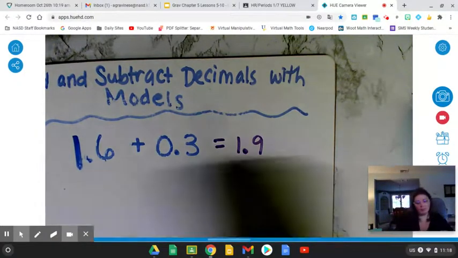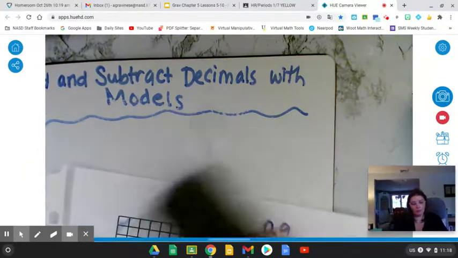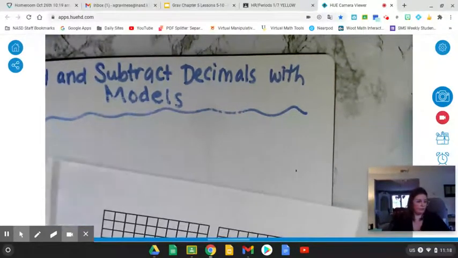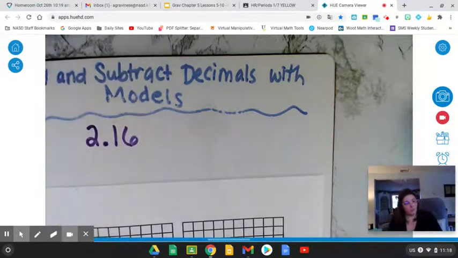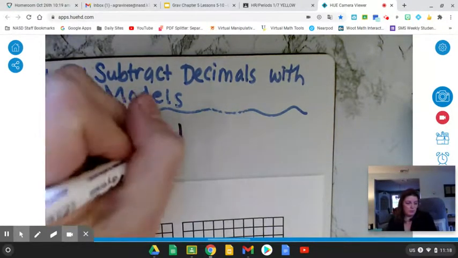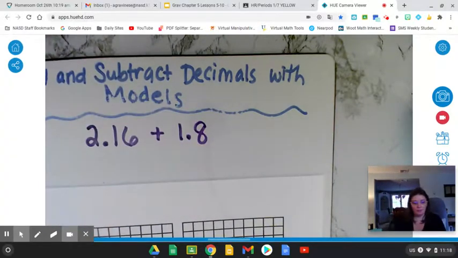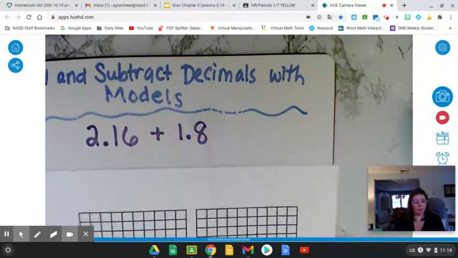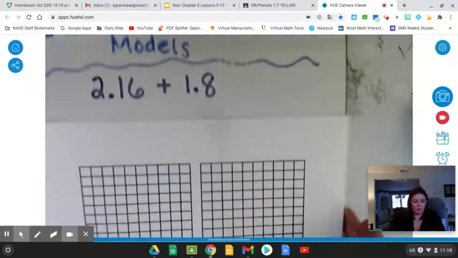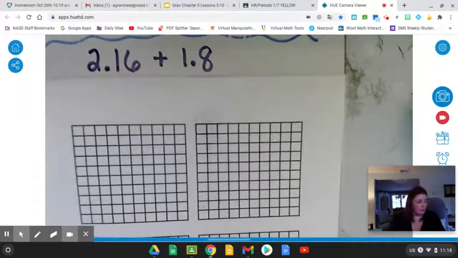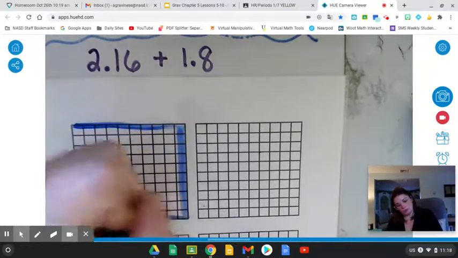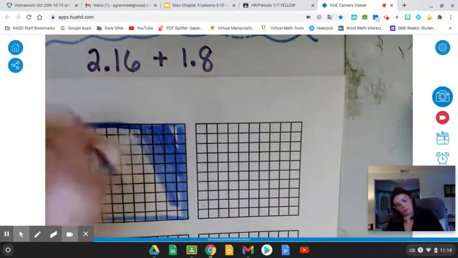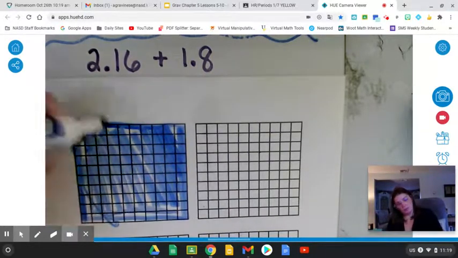All right, let's take a look at another addition problem. For this one, I'm going to add 2 16/100 plus 1 8/10. So I'm going back to my hundredths grids, and I need to shade in 2 wholes. Again, I'm going to just do this very quick. It's not going to be beautiful. It just needs to get the point across.